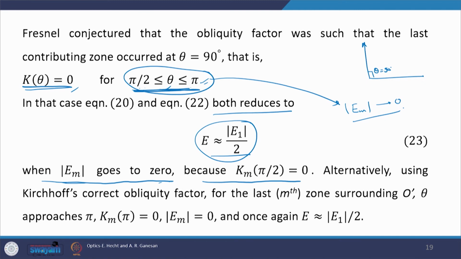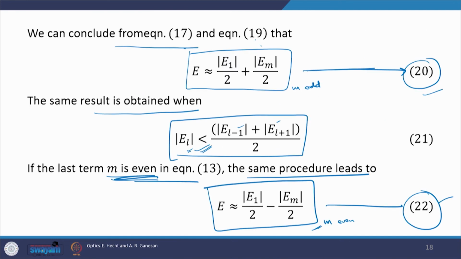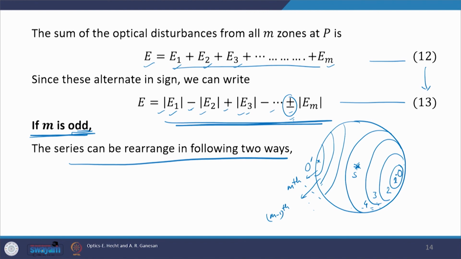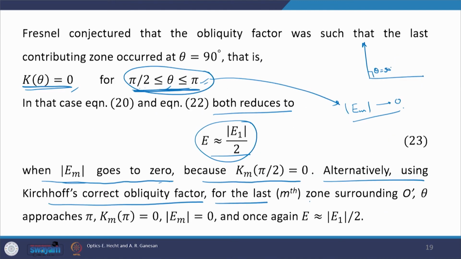But Kirchhoff corrected the expression of the obliquity factor. He said that the obliquity factor goes to 0 when theta is equal to pi. And when will theta be equal to pi? Theta will be equal to pi for the last half period zone, which is this zone. For this zone, you can easily see that theta is almost equal to pi, it would be near pi. The last half period zone will contain O prime, which is diagonally opposite to O. With this, let us again see equations number 20 and 22.